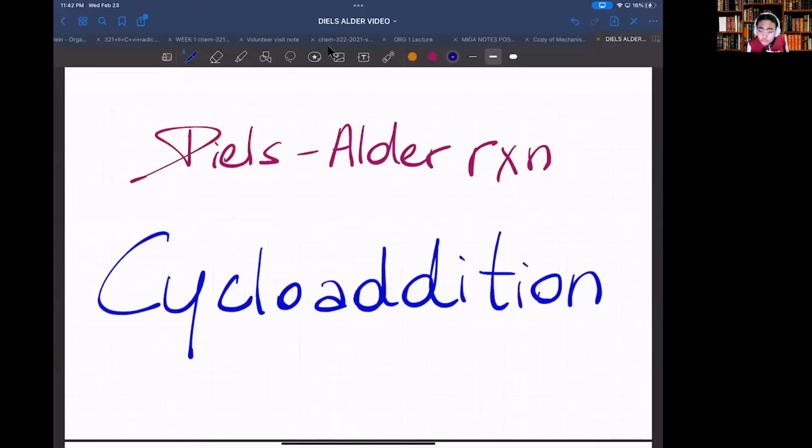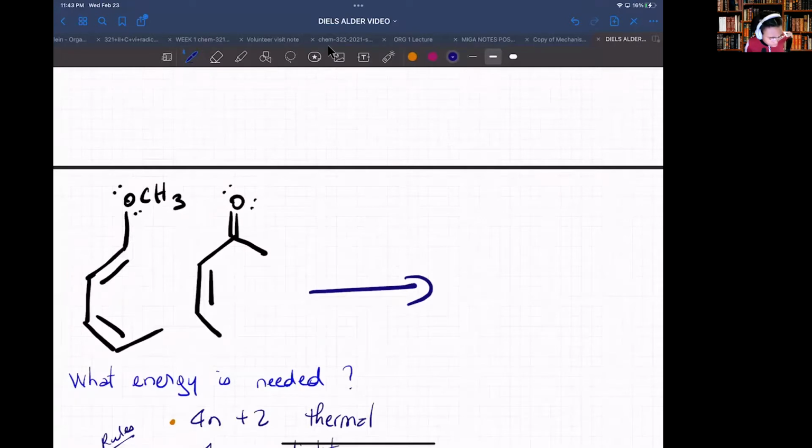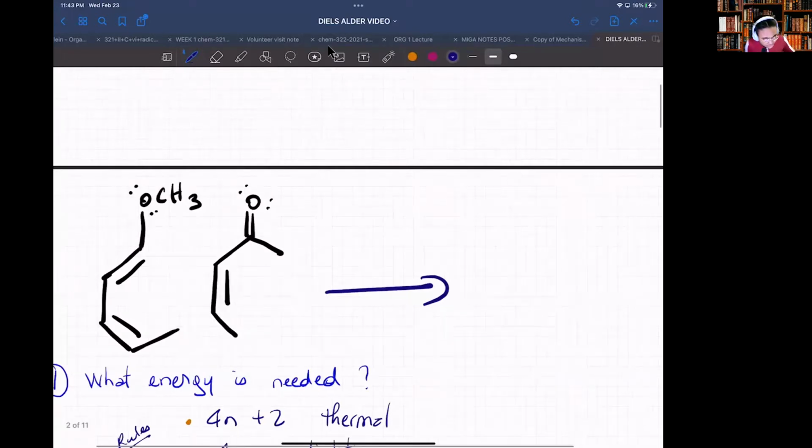Hello, everyone. So we'll be talking about the Diels-Alder reaction. I'm figuring out that the best way to explain this mechanism is to build a molecule too, so that you can have an idea, especially if you don't have a chemistry kit to build a molecule. All right, so let's start with this.